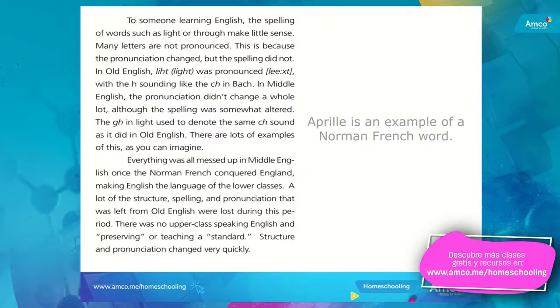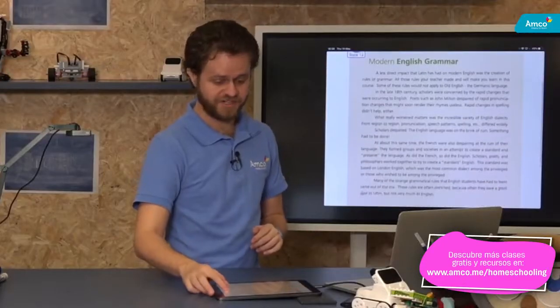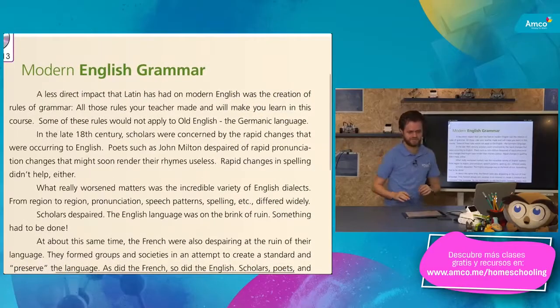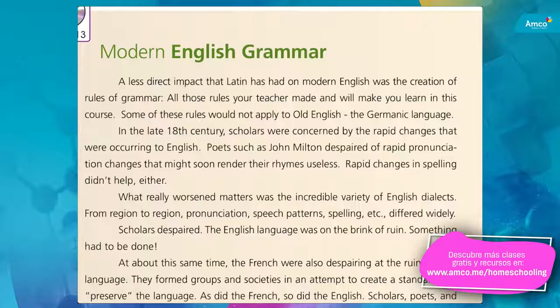Excellent. So let me show you guys something here on my iPad, okay? Because we're going to do some reading about modern English now. So, modern English. A less direct impact that Latin has on modern English was the creation of rules and grammar. All these rules your teacher made and will make you learn in this course. Some of these rules would not apply to Old English, the Germanic language.